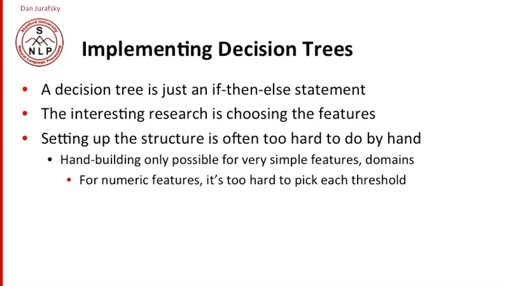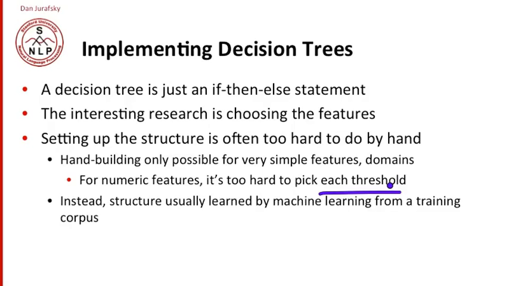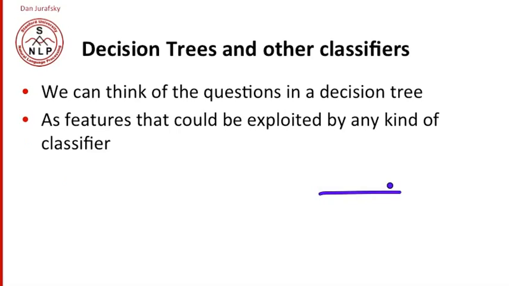But it's very hard to do for numeric features because you have to pick the threshold for each of the numeric features. If I'm picking a probability as one of my features, I've got to have a question in the decision tree: is this probability greater than some threshold theta or not? And I've got to set all those thetas. And so generally we use machine learning that learns the structure of the tree and learns things like the threshold for each of the questions that we're asking.